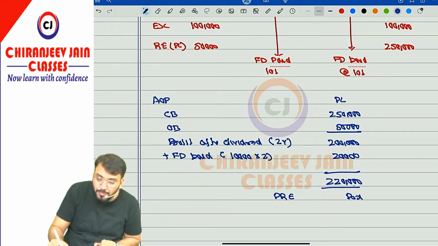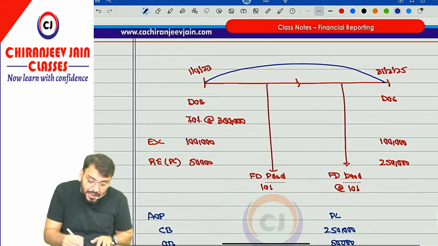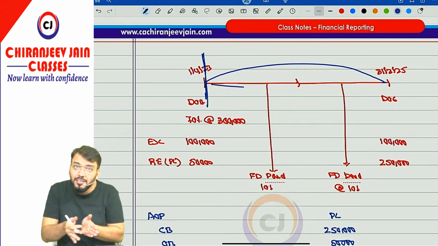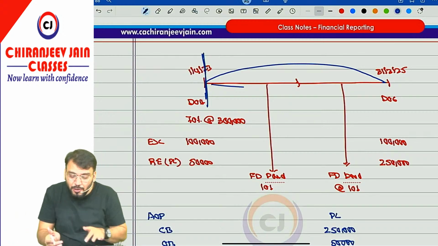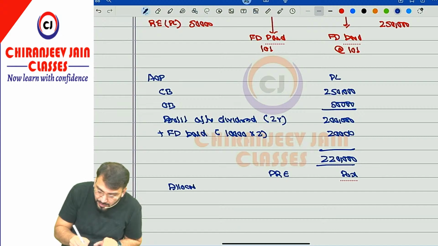Now can I say this is the profit of entirely 2 years, and the entire 2 years is post only, because this was the date of acquisition. Therefore no allocation is required. Entire profit belongs to the post-acquisition period. So if you do the allocation, the pre will be nil and this will be entirely 2,20,000.